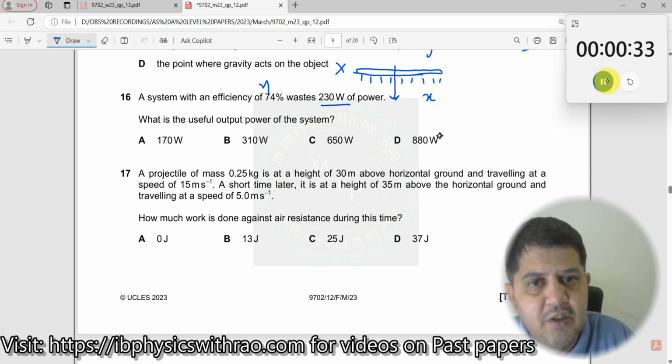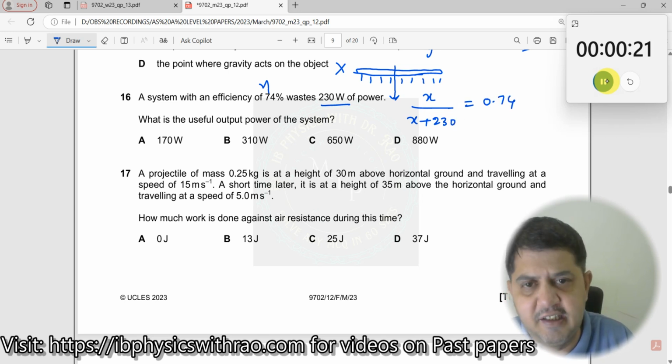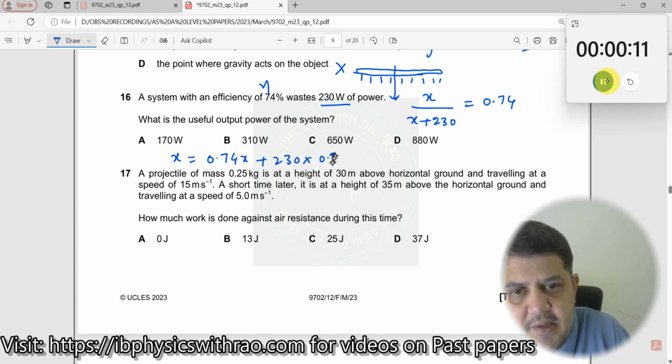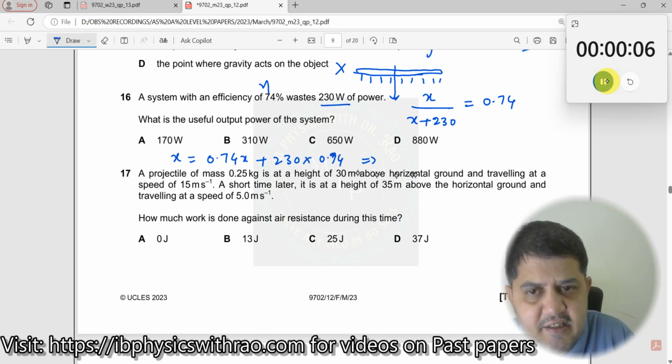So what should we do? It's already given that the useful output power divided by the total power, X plus 230, is equal to 0.74. So you need to find the value of X, nothing else. So let us do that. X is equal to 0.74 times (X plus 230), which means, if I transpose it to the other side, this becomes 0.26X is equal to 230 into 0.74.